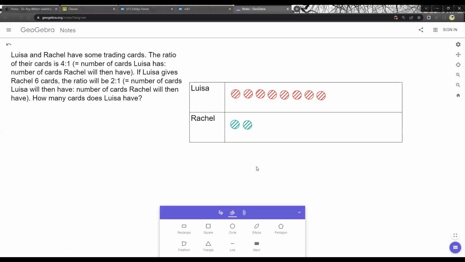Now, Luisa has 8 circles and Rachel has 2. This is still a 4 to 1 ratio, as 8 to 2 is the same as 4 to 1. Now, let's see. If Luisa gives 1 circle or a certain amount of cards to Rachel, Luisa has 7 and Rachel has 3. Rachel still doesn't have half as much as Luisa. If we do that, and even if we move them, it still doesn't work. So we can try finding another equivalent ratio. Let's try to make another 4 to 1 ratio.